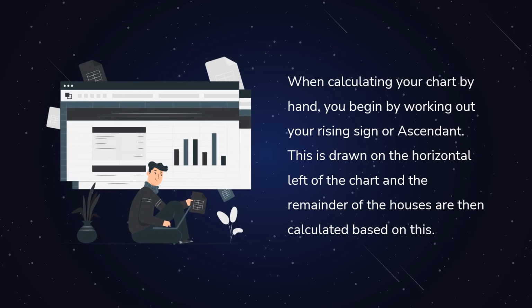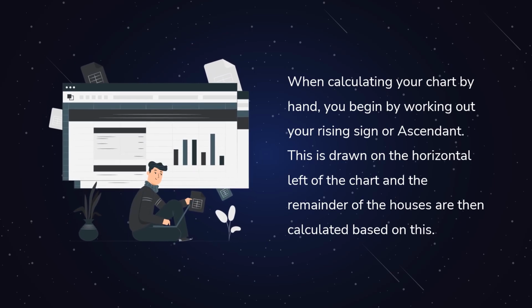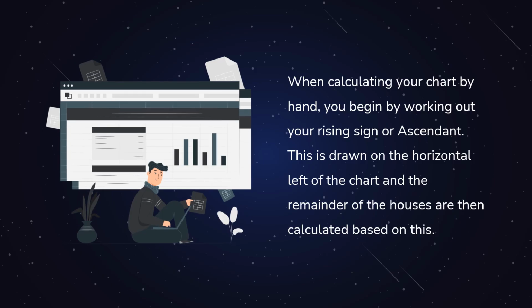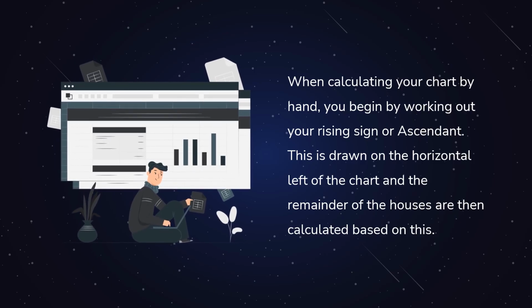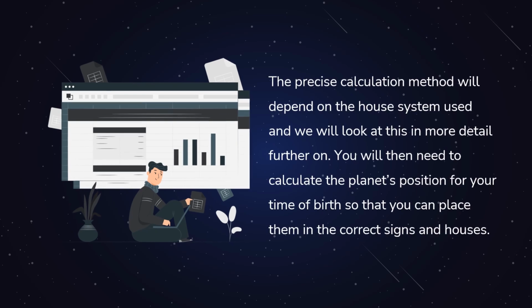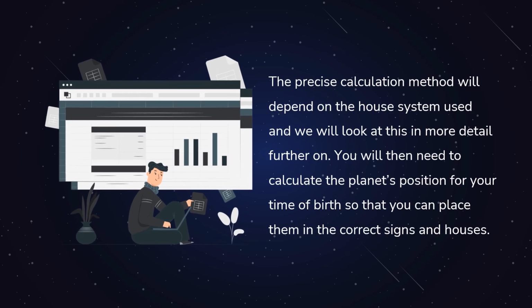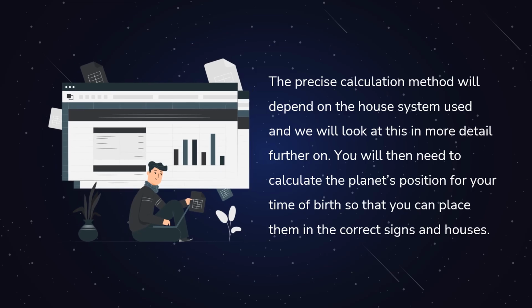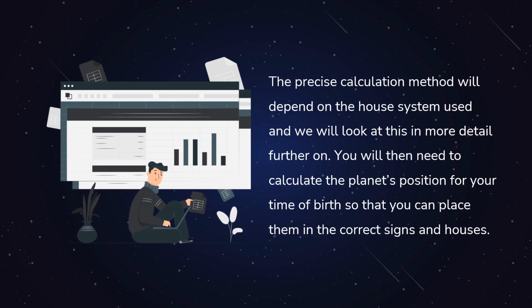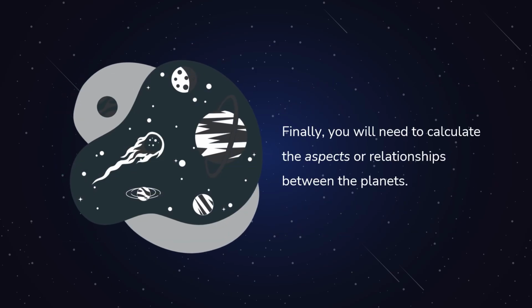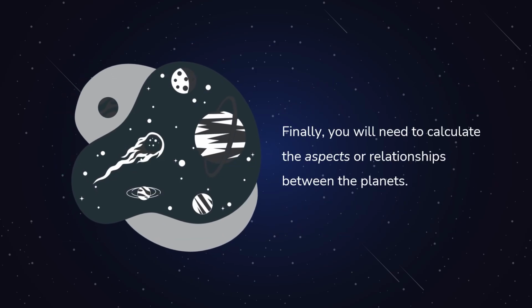When calculating your chart by hand, you begin by working out your rising sign or ascendant. This is drawn on the horizontal left of the chart, and the remainder of the houses are then calculated based on this. The precise calculation method will depend on the house system used, and we will look at this in more detail further on. You will then need to calculate the planets' positions for your time of birth so that you can place them in the correct signs and houses. Finally, you will need to calculate the aspects or relationships between the planets.